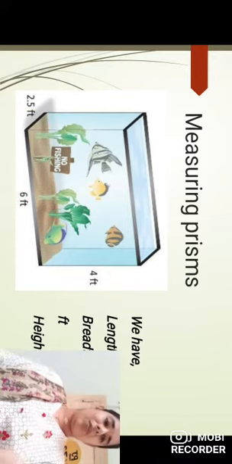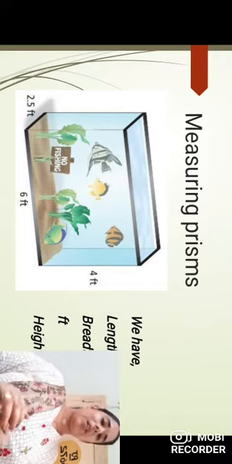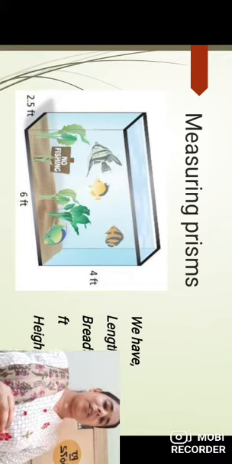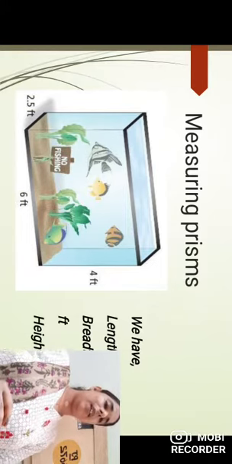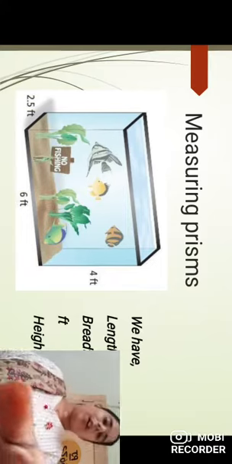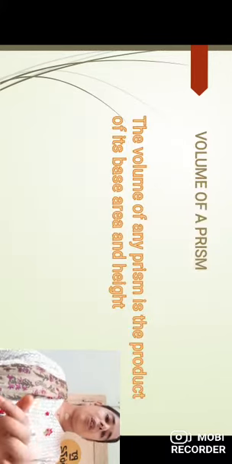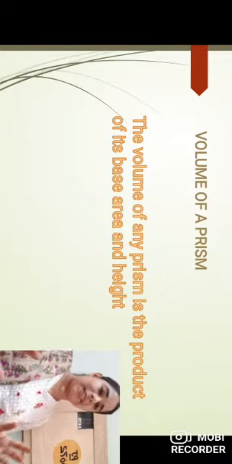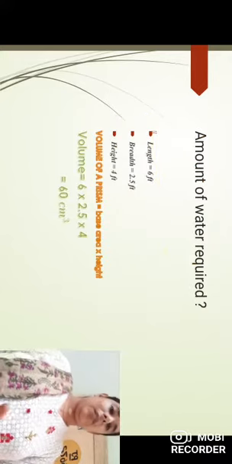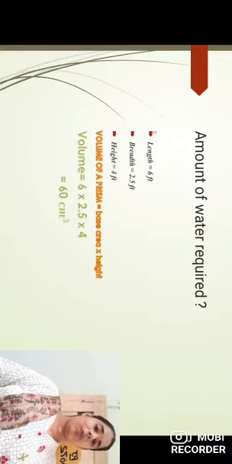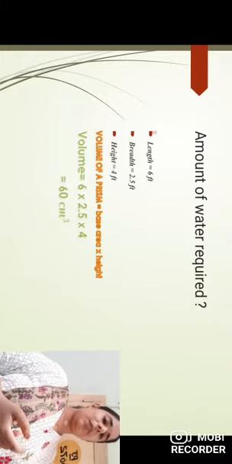For finding it, what type of base is this? The base is a rectangle. What is the area of the rectangle? Length into breadth, so 6 feet into 2.5 feet. The height is 4 feet. So how will we find the volume? Volume of any prism is the product of base area and height. The unit is not centimeter cube. If the answer is written in centimeter, it is wrong. It is feet cube.